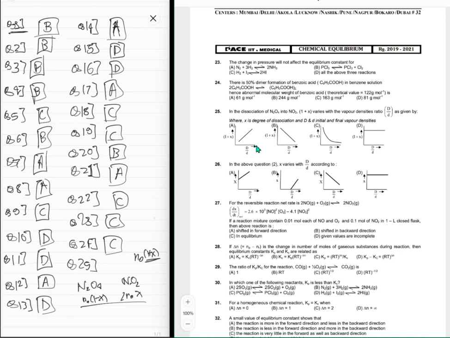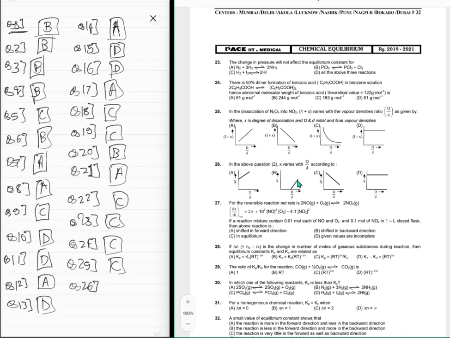So capital M upon small m is just 1 upon 1 plus x. So it's more like y equal to 1 upon this quantity, the variable on the x-axis, not 1 plus x, that's a different thing. So that makes sense. It's just a hyperbola, C. Right. Next, number 26.